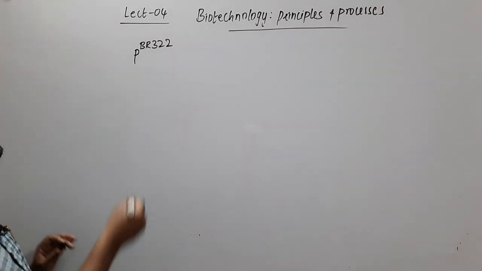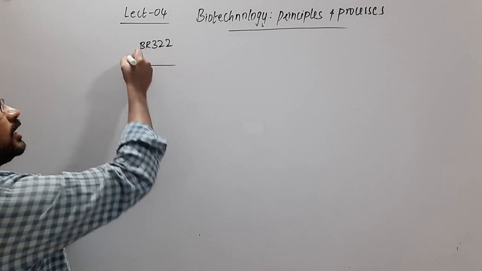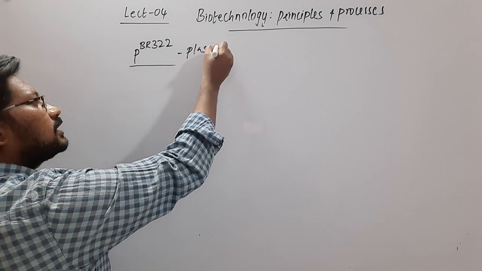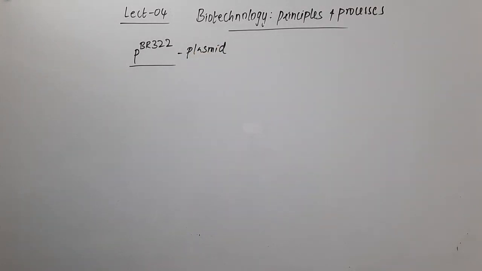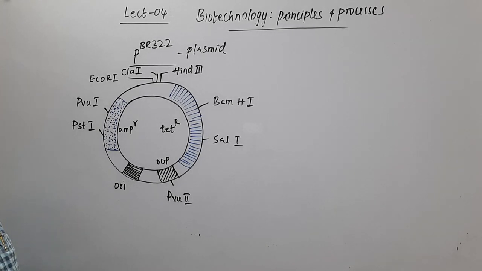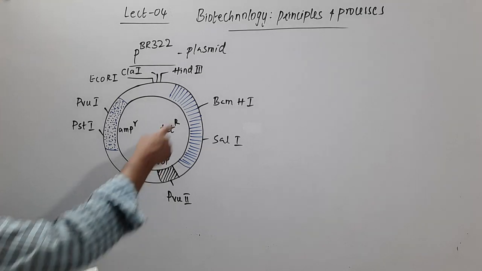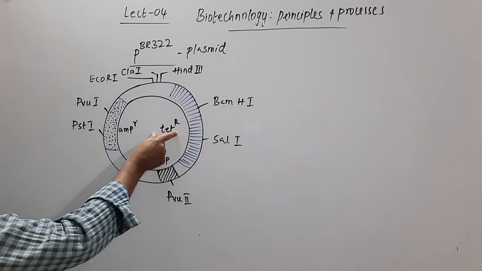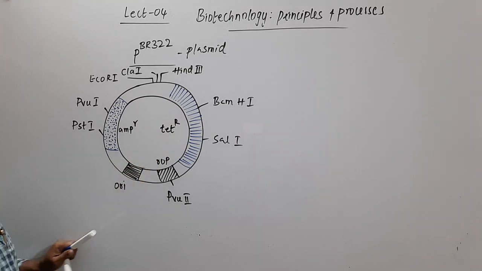I hope in the last session I already told you the meaning of PBR322. So this is a plasmid, right? Let's see the structure of this plasmid. This is the structure of PBR322, and whatever I have mentioned here are all restriction endonucleases which will act on that particular region. In the tetracycline gene region, there are two recognition sites.